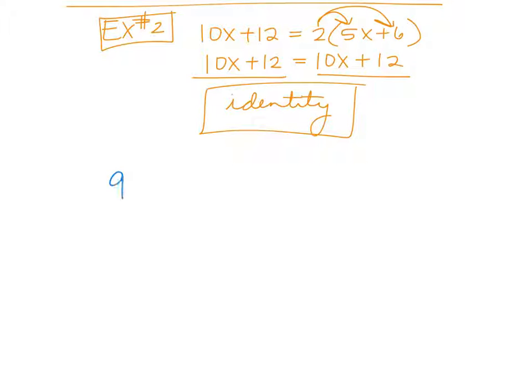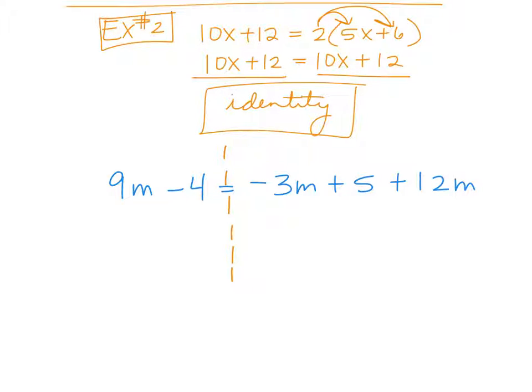How about this one? 9m minus 4 equals negative 3m plus 5 plus 12m. What are you going to do first in this equation? Take the 3 and the 12. Okay, now here's my question, because this is where a lot of people get confused.